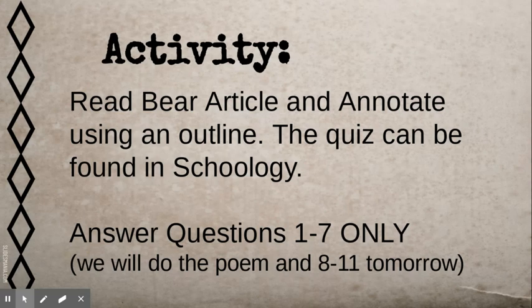So you can download the article, you can open it up in a new tab, you can annotate on a sheet of paper, numbering the paragraphs on your paper. You can do it however you want, but when you do annotate on your own, I'd like for you to be thinking about the outline and text features of the article, because that is what they'll be asking you in questions 1 through 7. Today we will only be completing questions 1 through 7. Tomorrow we'll read the poem and complete 8 through 11 during tomorrow's class. And then, of course, we'll have our cold read on Wednesday.